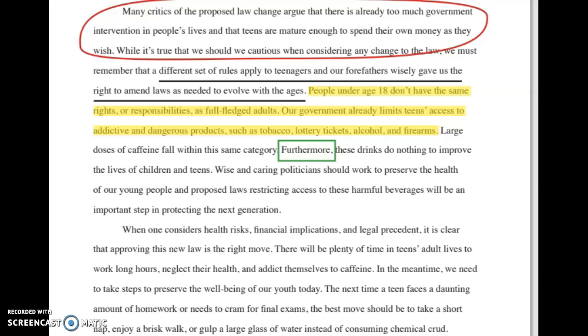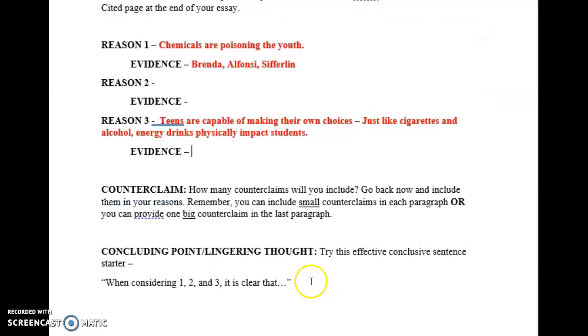And finally, you'll look down at the bottom. When one considers health risks, financial implications, and legal precedent, it is clear that approving this new legislation is the right move. I want you to try that for your concluding sentence. When considering the first, second, and third reasons she provided, it is clear that this conclusion statement restates your thesis without just re-saying your point.